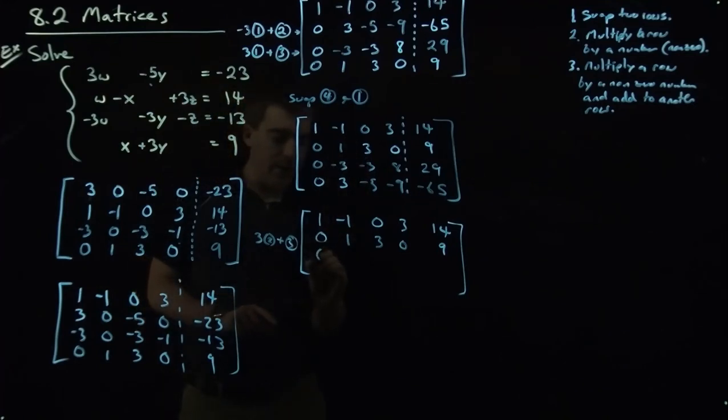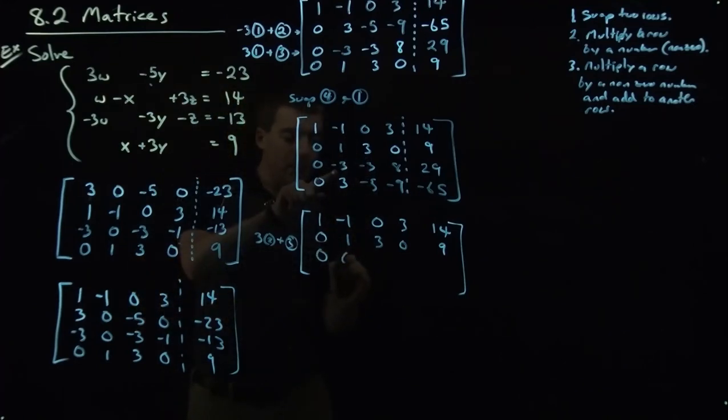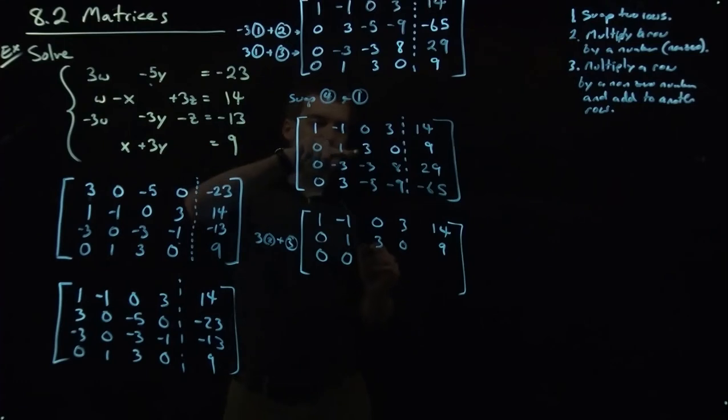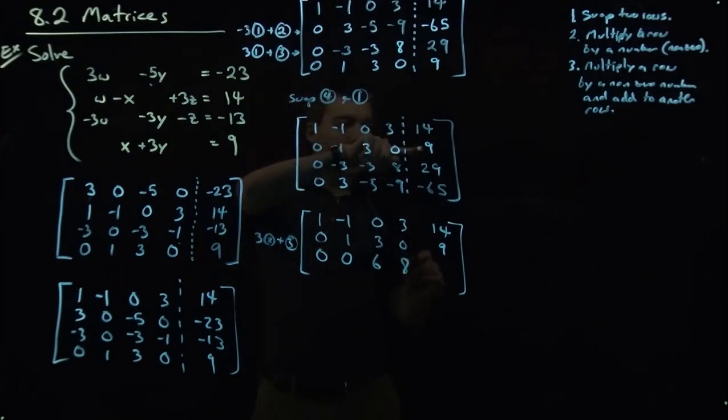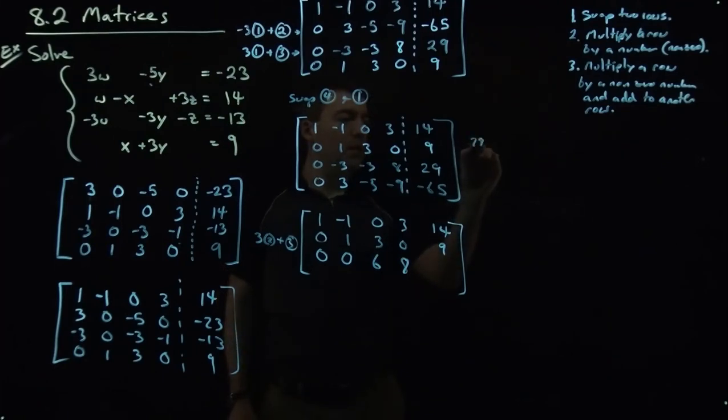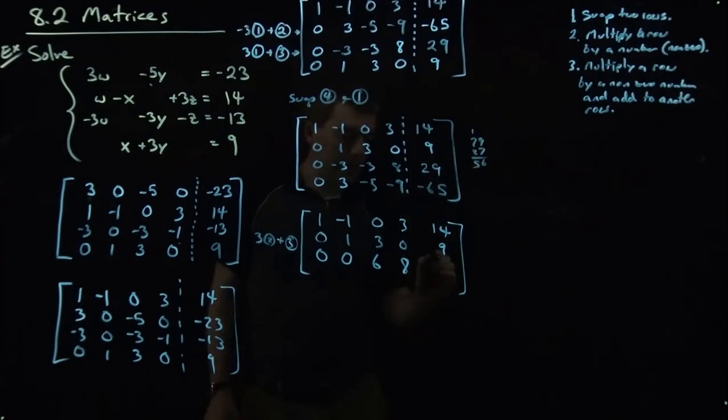Okay, so we've got a 0 first. 0. 3 times 3 is 9, minus 3 is 6. 0, still 8. And then 3 times 9 is 27. And 27 plus 29 is 56.